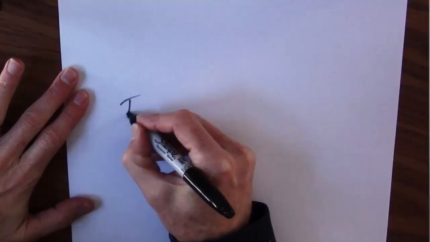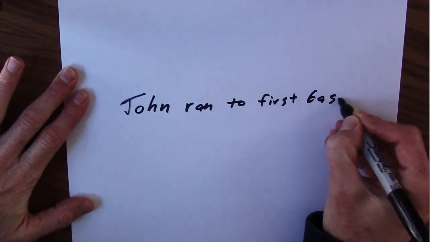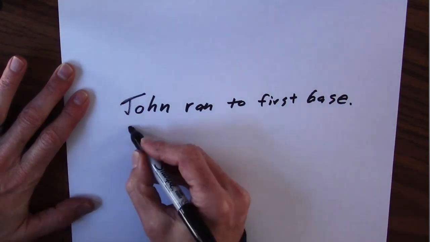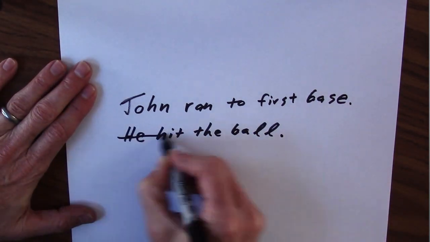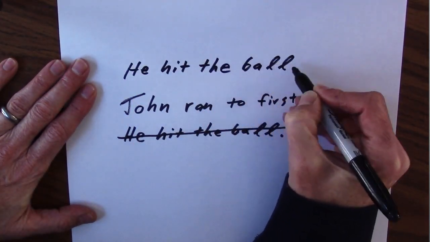So the easy way, there's 3 ways you can say it. John ran to first base, period. He hit the ball, period. And let's reverse that. Because if you run to first base before you hit the ball, probably the umpire is going to have something to say about that. Well, you'd also be a very inept baseball player. Anyway, so you just say, I hit the ball, period. I ran to first base, period.